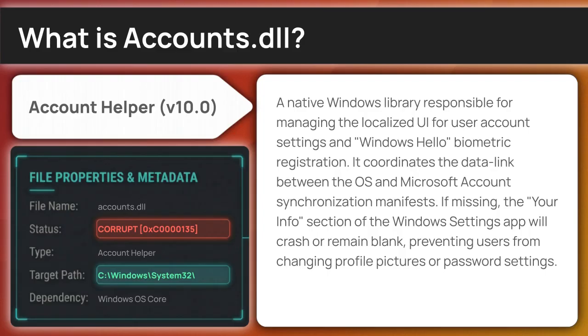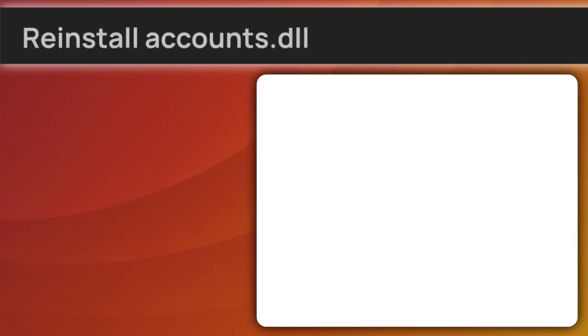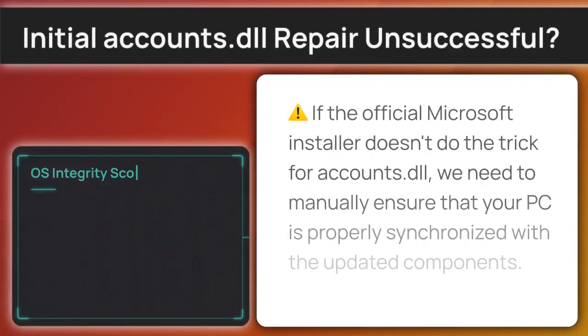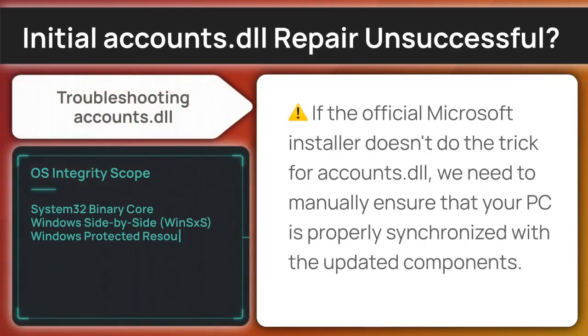Now that you're up to speed on the file's role, let's begin the repair process. This is an OS-level file error that requires a system integrity scan. Open Command Prompt as an administrator and run sfc /scannow to allow Windows to verify its core files and automatically restore Accounts module DLL. If the redistributable repair didn't resolve the pop-up, the next logical step is to analyze the local environment for process conflicts.